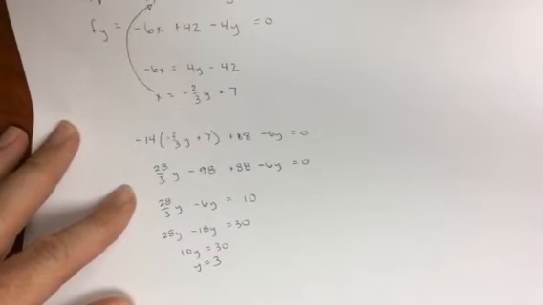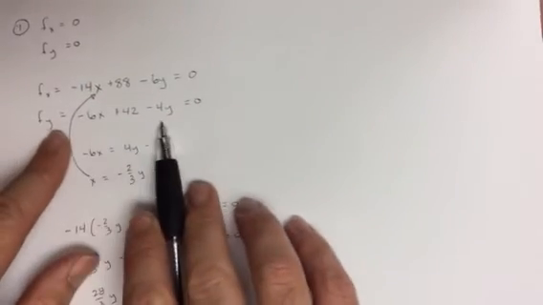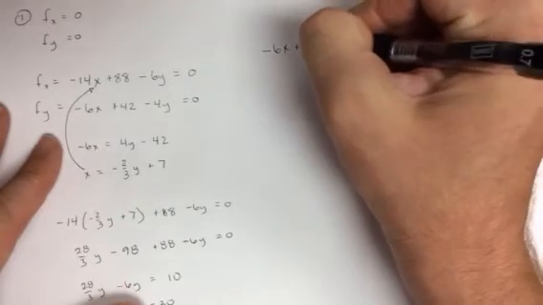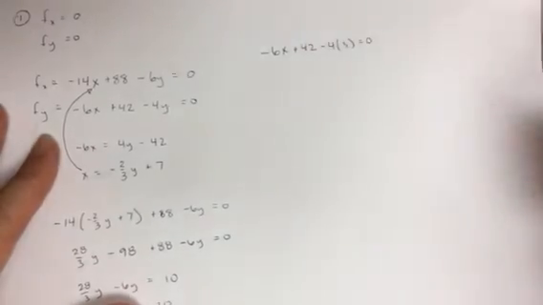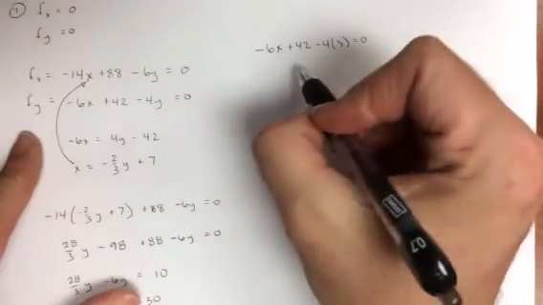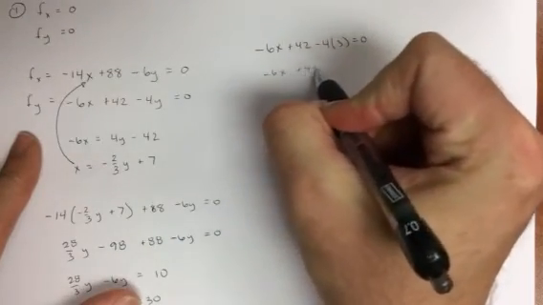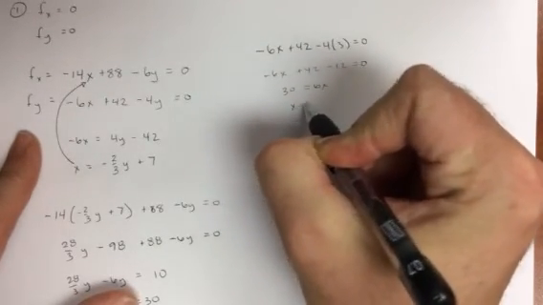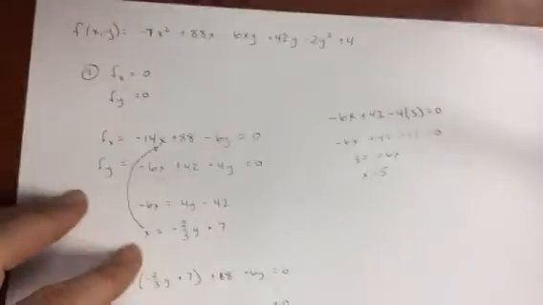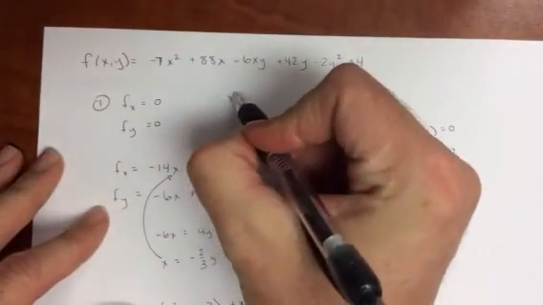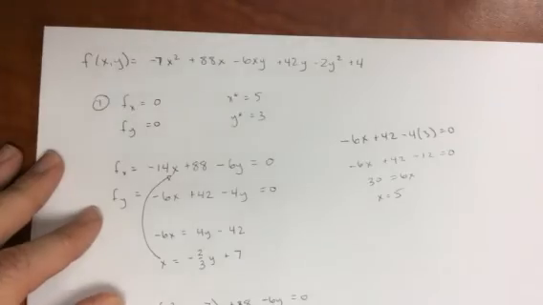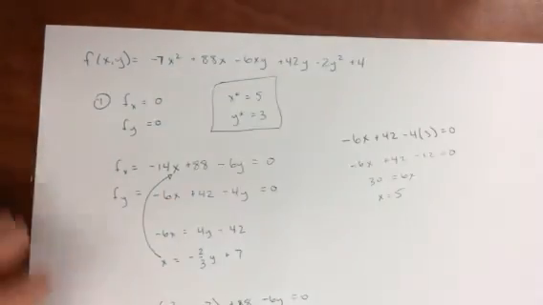Awesome. But I'm not even done yet, because I need to find out what x is. So coming up here, I put that 3 in for y. So I get negative 6x plus 42 minus 4 times 3 equals 0. Now I have one equation, one unknown. Negative 6x plus 42 minus 12 equals 0. 30 equals 6x. X equals 5. So the x and y which optimize this equation is x star is equal to 5, y star is equal to 3. And that is our first order condition. And so that's the x and y that optimize this.